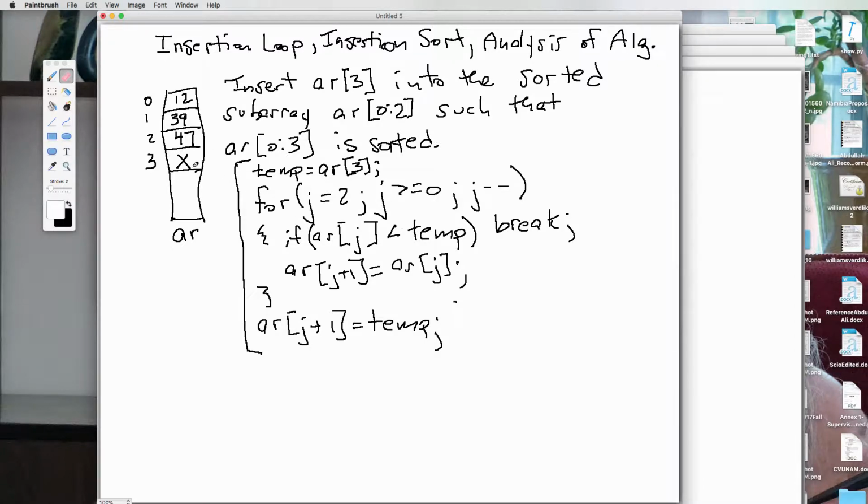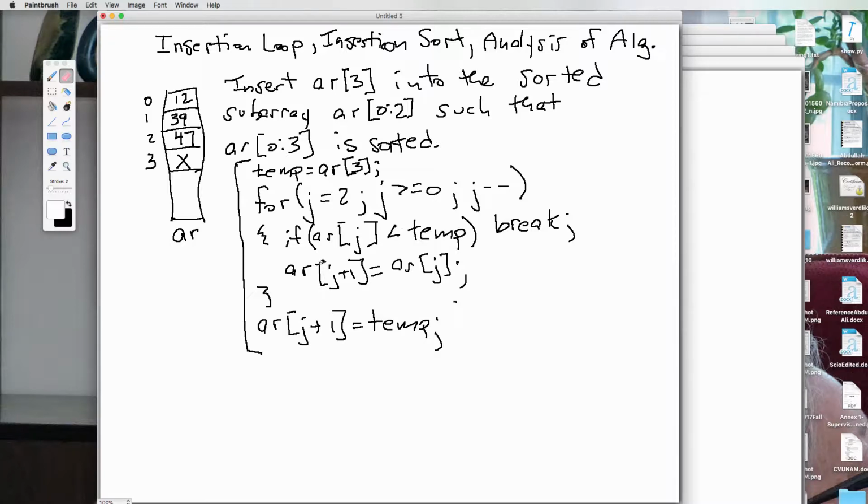Then we considered the case, what if x is bigger than any of these? Suppose x was equal to 99. Does this loop work? And the answer is yes. And then the other thing that we said is, what if x is some number in between, like 45? Does this loop work? And the answer is yes, it does. So we're pretty confident in the correctness of this loop.